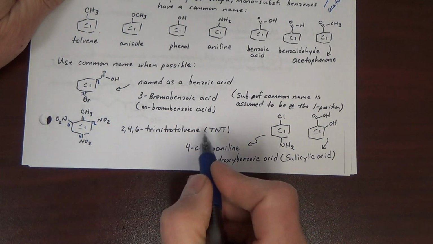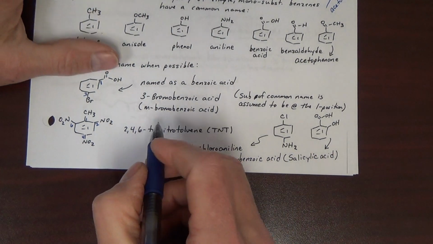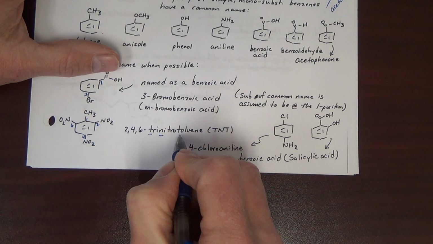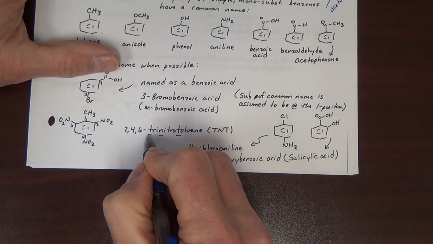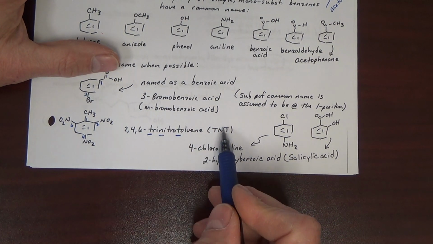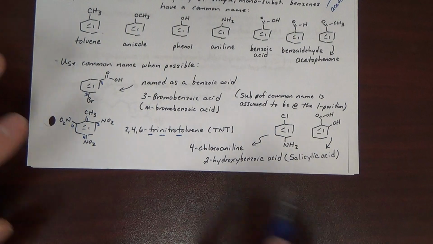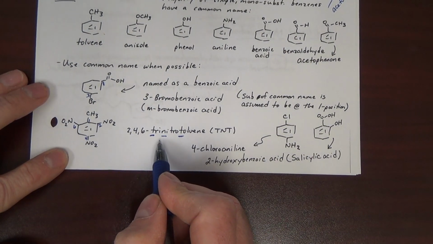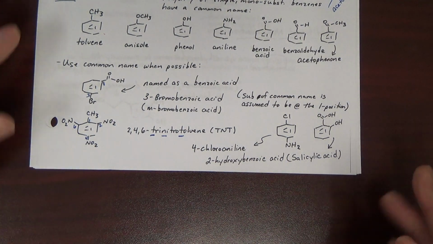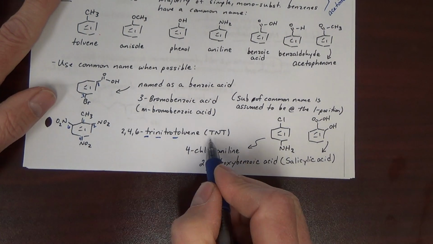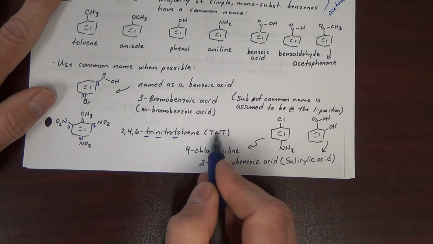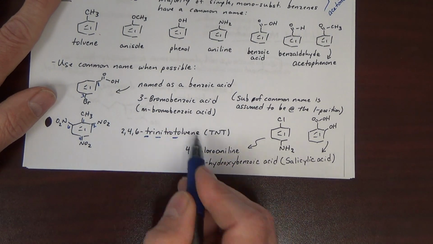Now this compound, by the way, is TNT. Trinitrotoluene. TNT. It's dynamite. Okay. So, I know you've probably heard of TNT before. Now you know where that comes from.